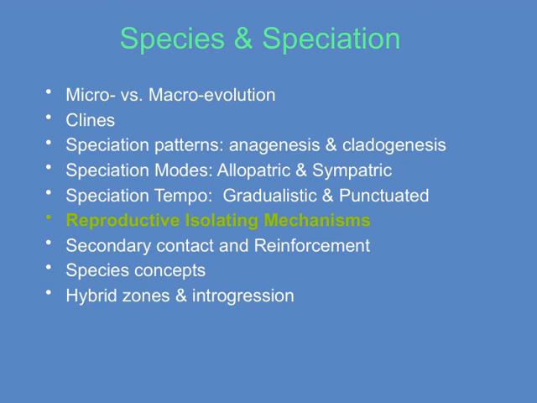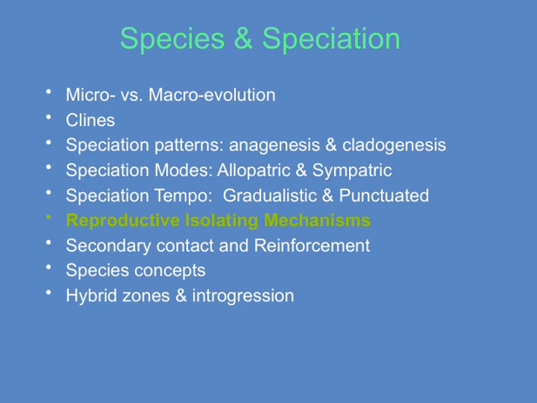Reproductive isolating mechanisms are crucial. They prevent gene flow between species, maintaining their distinct identities. These can be prezygotic, like behavioral differences, or postzygotic, such as hybrid sterility. Secondary contact and reinforcement come into play when previously isolated species come back into contact. Reinforcement strengthens reproductive barriers to prevent hybridization.